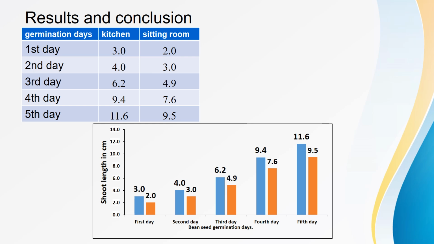For bean seeds germinated in the sitting room, smaller values were observed. The graph also shows the same values. Blue shows the shoot length of seeds germinated in the kitchen, and brown shows the seeds germinated in the sitting room. As you see, the blue bars are longer than the brown bars in each case of bean seed germination.